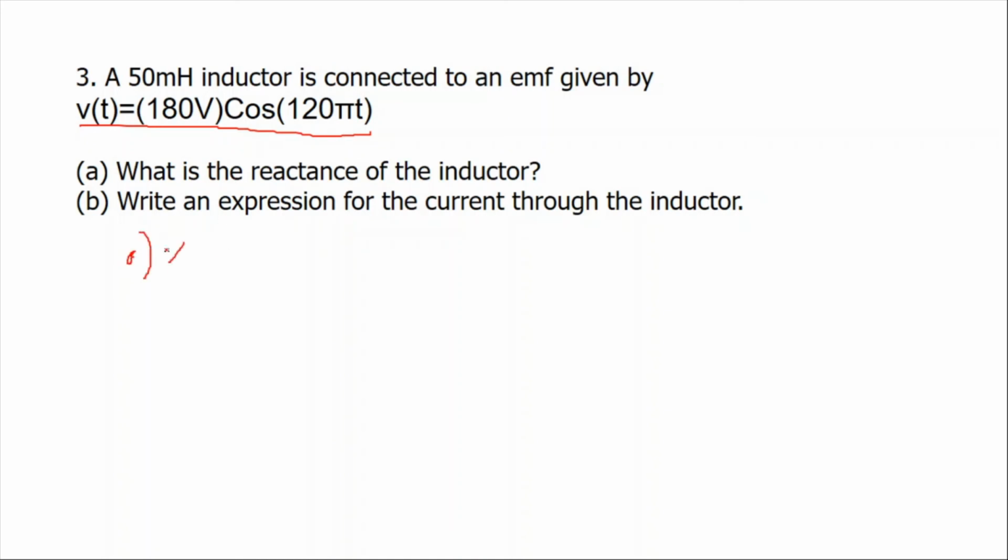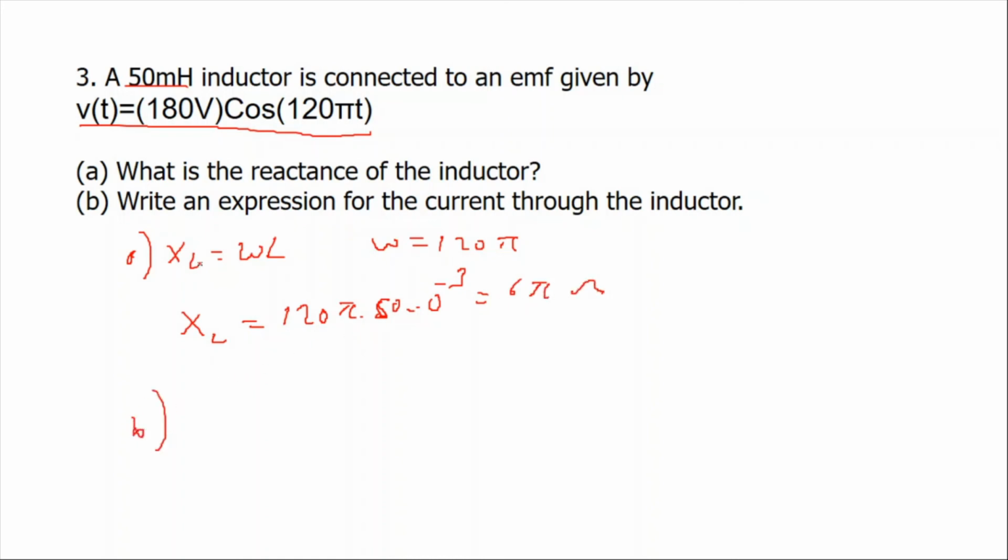The reactance of the inductor XL is going to be equal to ωL. We know L, it is 50 millihenry, but we don't know the angular frequency. But from this function, as you see here, the angular frequency is 120π. So XL will be equal to 120π times 50 times 10 to the negative 3, since it is millihenry. The calculation gives us 6π ohms. This is the reactance of the inductor.